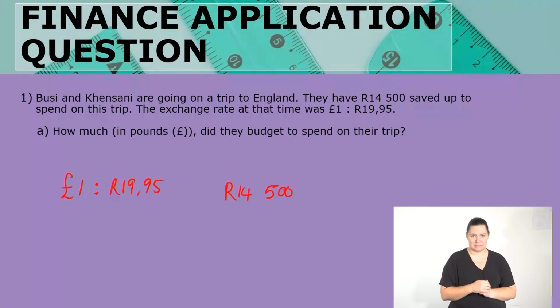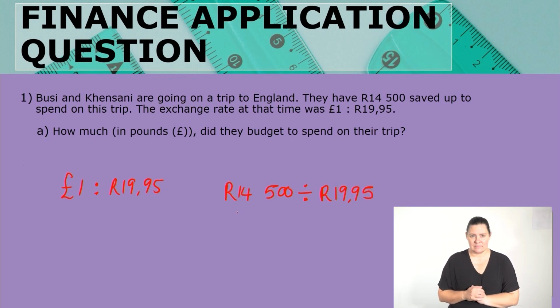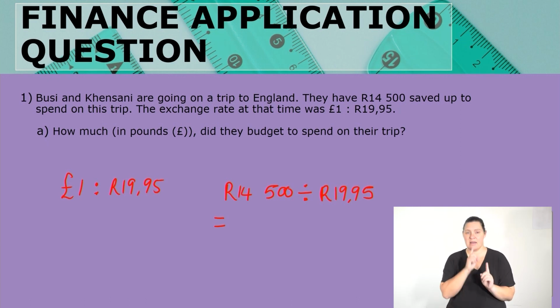14,500 rands. How do we convert this 14,500 rands to pounds? We are going to divide by the ratio that we were given. So we are going to say 14,500 rands, and we are going to divide that by 19 rands and 95 cents. You punch that into your calculator, what answer do you get?